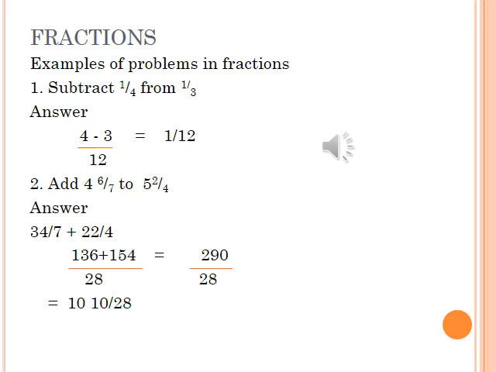Question 2. Add 4 whole number 6/7 to 5 whole number 2/4. Answer: 34 divided by 7 plus 22 divided by 4, which is equal to 136 plus 154 divided by 28. This division is equal to 290 divided by 28, which gives us 10 whole number 10/28.